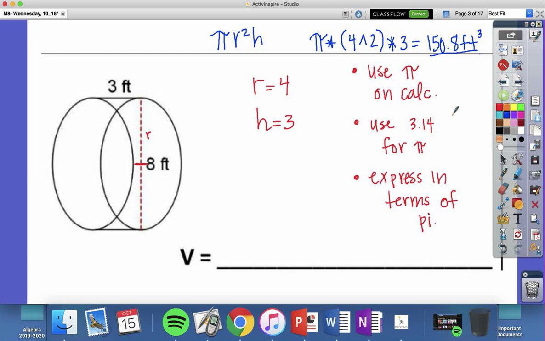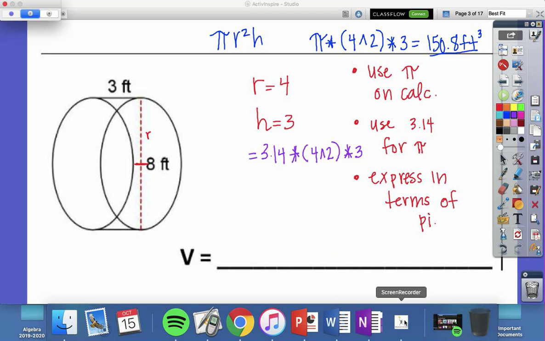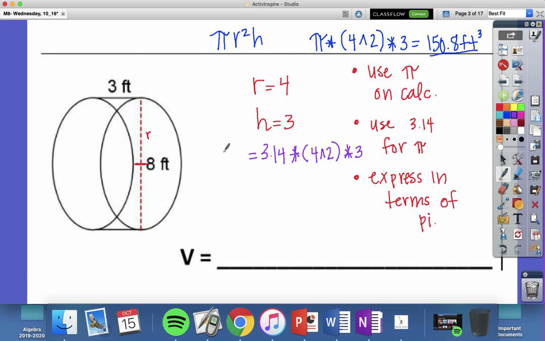If instead we use 3.14 for pi, the only difference is we're going to still use the same formula. We would just have set it up as 3.14 times the radius squared, so 4 squared, times the height, so that's 3. So if instead of using the pi button we use 3.14, our answer is going to be very slightly different. Not extremely different, just a little bit different. So when we type that in, we get 150.72. So it's not much different at all.